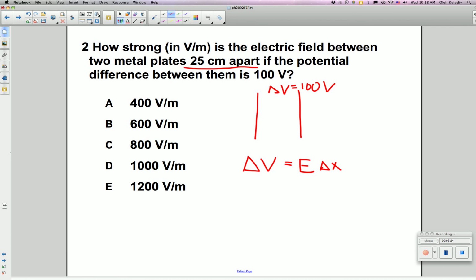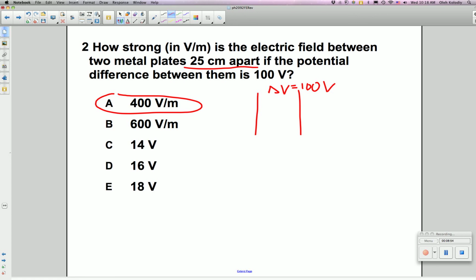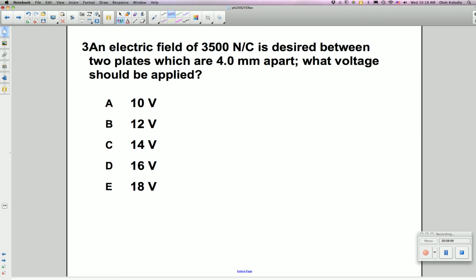So here you just use those numbers. They are 25 centimeters apart, so that's D, that's delta X, but we have to put in 0.25, change it to meters, everything. How strong is the electric field? E is what we're looking for, and the potential difference is 100 volts. So if you solve this for E, you get E is equal to 400 volts per meter.